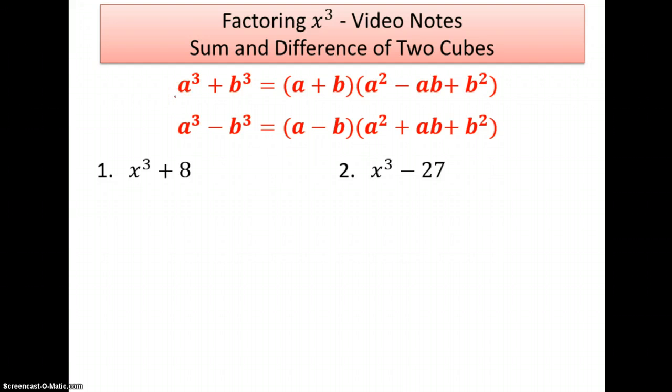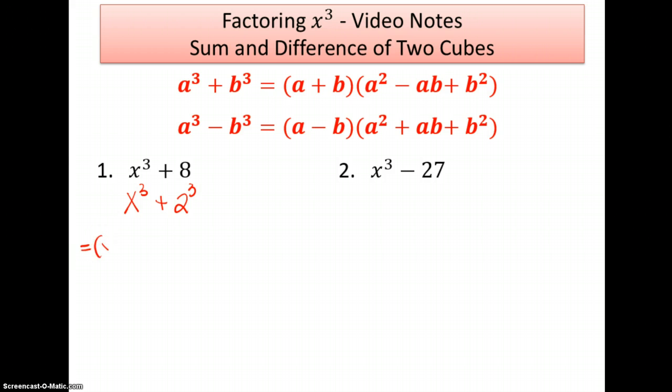First of all, how many terms? There are two terms that are being added. Well, take a look. The first term is x cubed. Can we rewrite 8 as something cubed? The answer is yes. I rewrite this as x cubed plus 2 cubed, because 2 times 2 is 4 and 2 times 4 is 8. If I can do this, then I can use the pattern. x would be my a term, 2 would be my b term. So let's use that pattern.